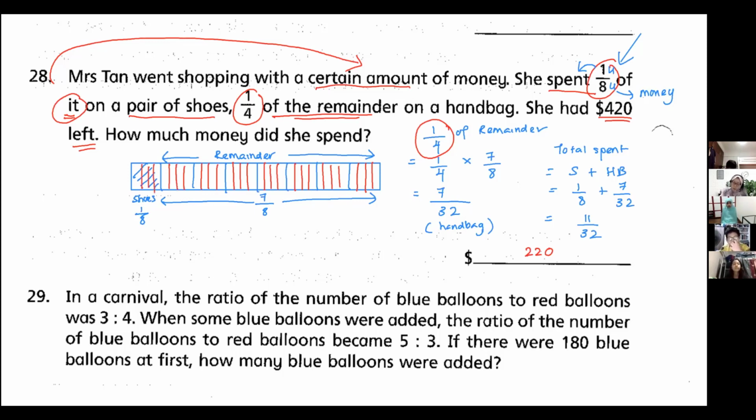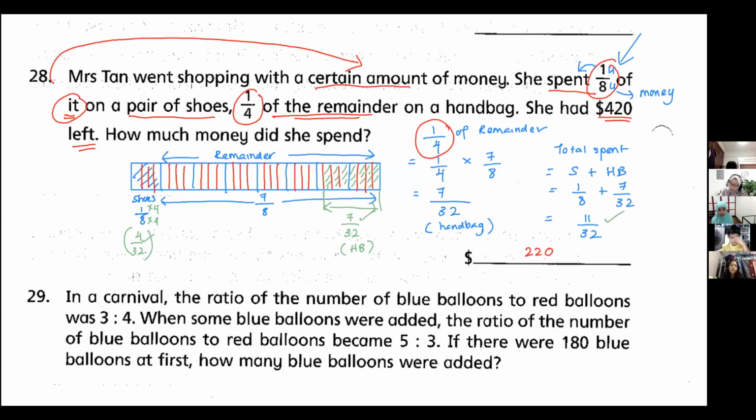So of the remainder just now, 7/8, which is actually 7/32, you can shade 1, 2, 3, 4, 5, 6, 7. This one is 4/32. When you convert, you just times 4. This one is your handbag, 7/32. So what she spent is 4 plus 7, 11. Correct.